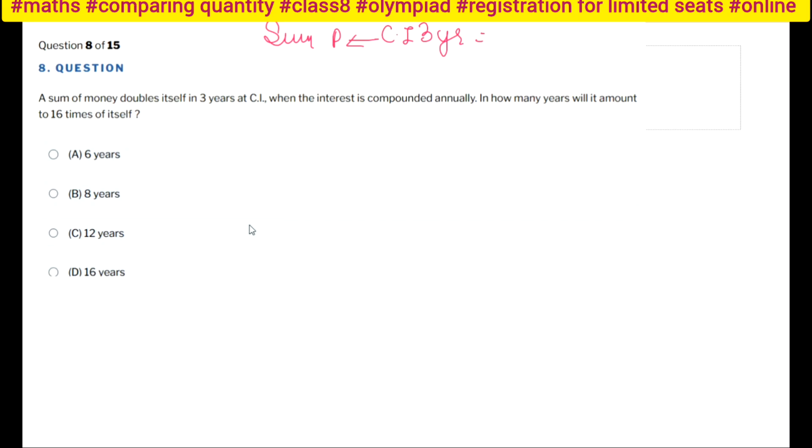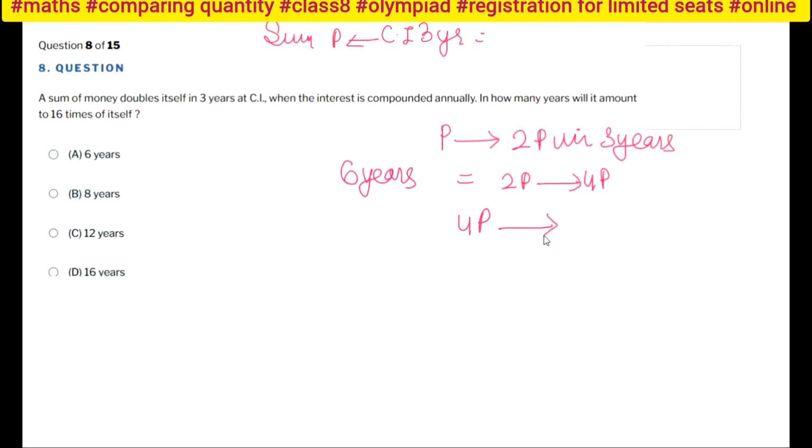Initially it is P, then after 3 years I am getting 2P. If I do this again for 6 years, this 2P becomes 4P. Now it becomes 8P in how many years? 9 years, because everything is going in 3-year durations. Now this 8P becomes 16P in how many years? 9 plus 3, 12 years. So my answer is 12 years only.